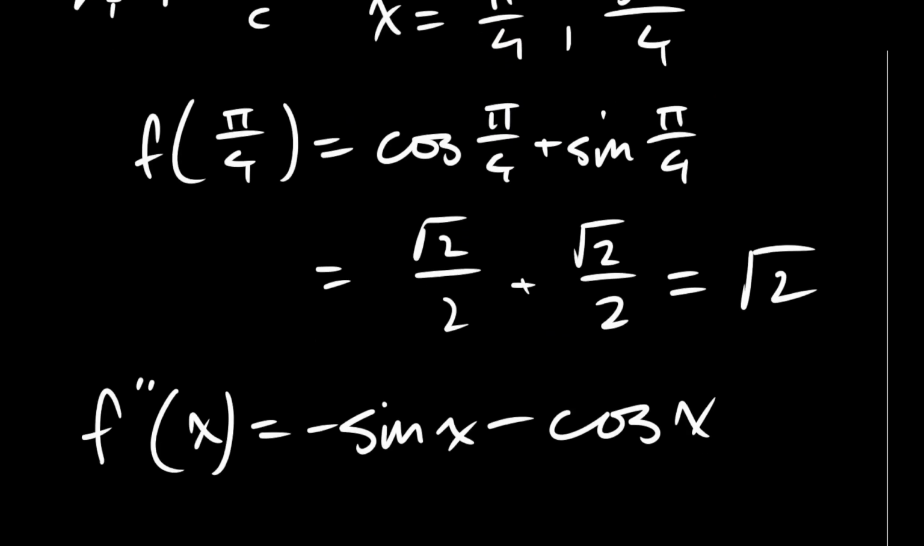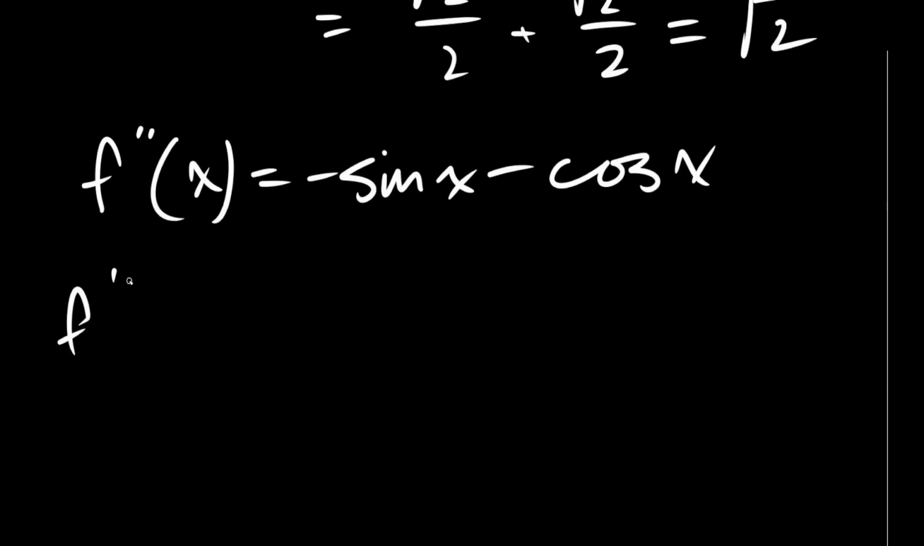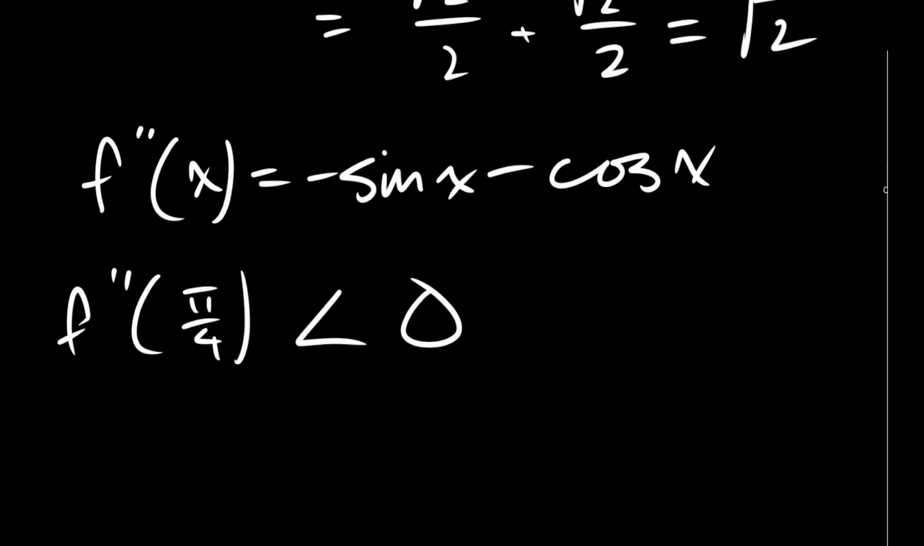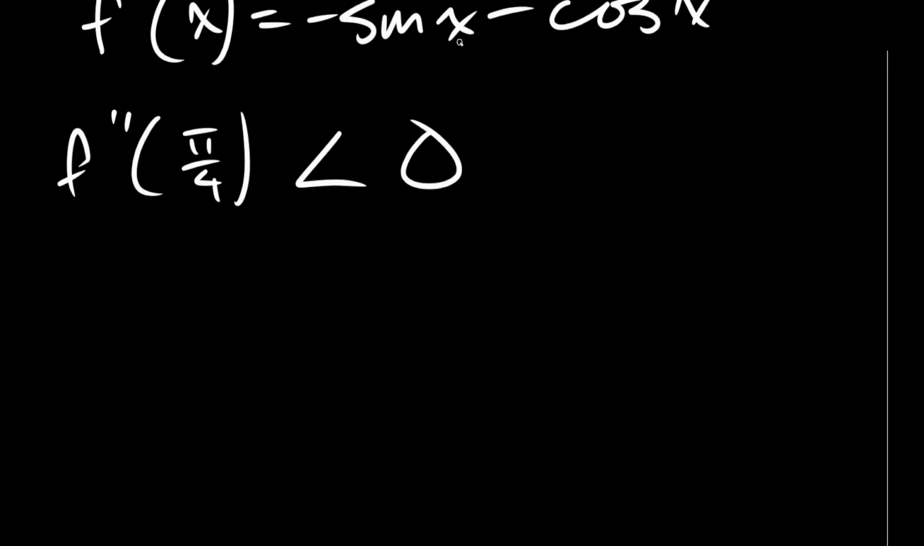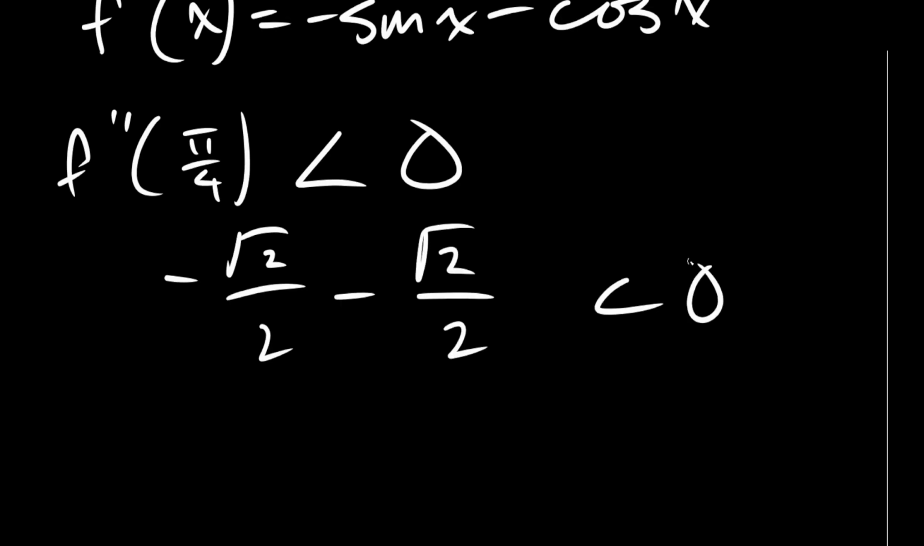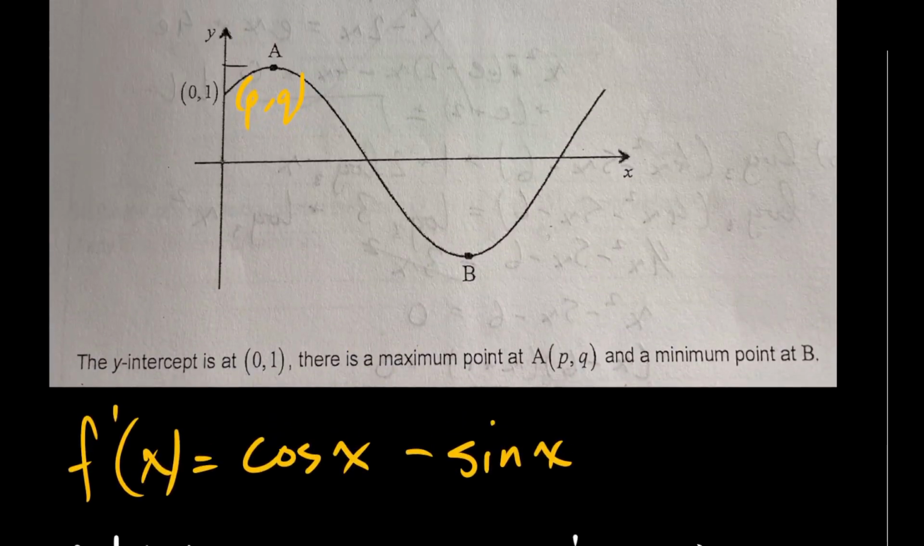And we need to check that at pi over 4, f double prime of pi over 4 is indeed less than 0. So we'll plug in our values. This is going to be negative root 2 minus root 2. Is it less than 0? Well, of course, this is negative root 2, and that is less than 0, meaning this is indeed a maximum.